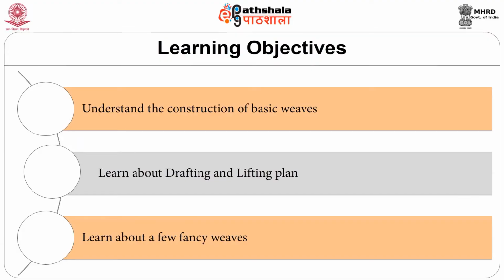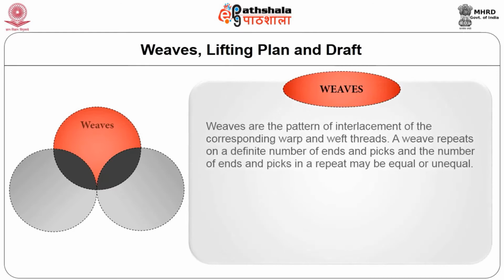The learning objectives of this module are to understand the construction of basic weaves, to learn about drafting and lifting plan, and to learn about a few fancy weaves. Weaves are the pattern of interlacement of the corresponding warp and weft threads. A weave repeats on a definite number of ends and picks, and the number of ends and picks in a repeat may be equal or unequal.